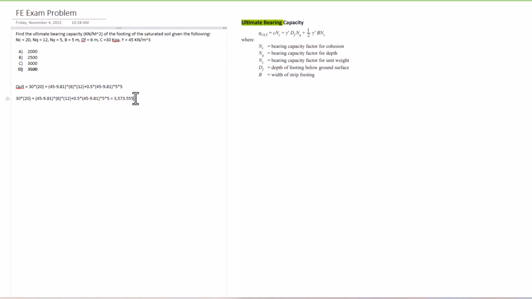Like I said, they're going to give you most values. They might give you a table where you need to find N sub C, N sub gamma, N sub Q based on the base of the footing and depth of the footing, or they might give you those values up front. But make sure with gamma that you know whether it's a dry or saturated soil situation, so you know when to subtract that 9.81 from the unit weight value.